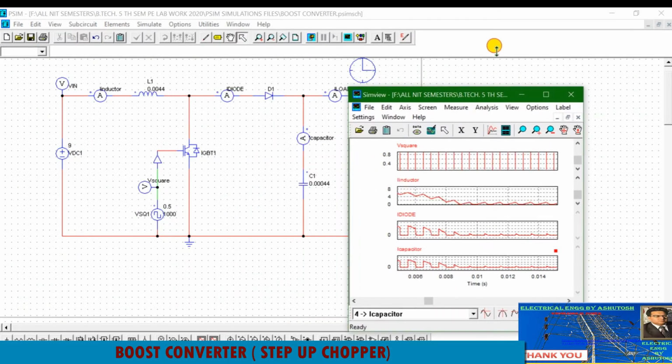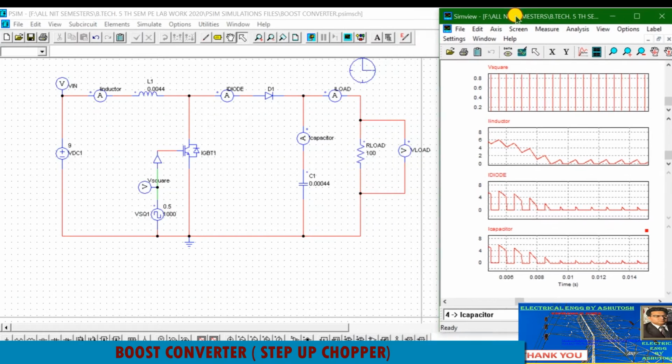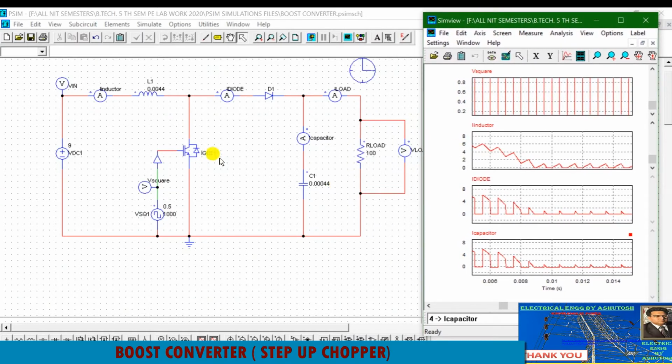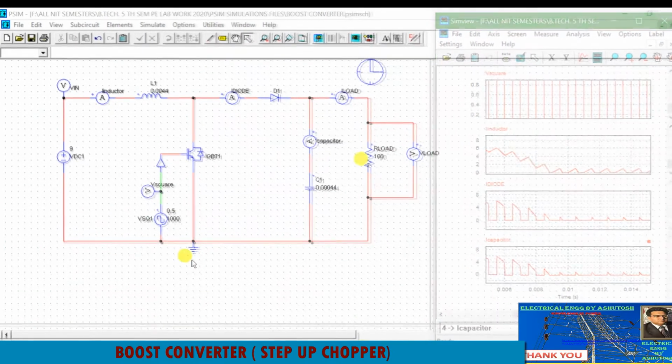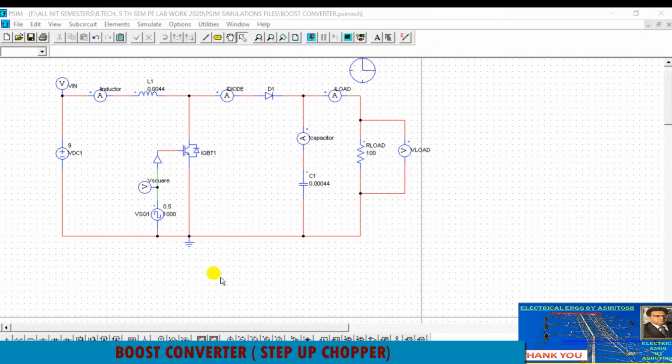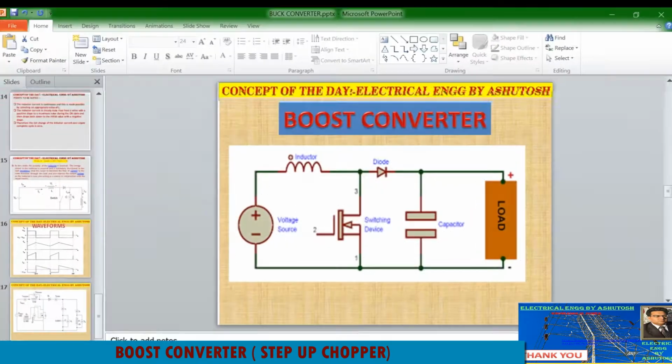Now I am putting these waveforms beside this simulation circuit of the boost converter. So what is the working of this boost converter, and we will see. So let's start, guys, and we will go to our PowerPoint presentation.